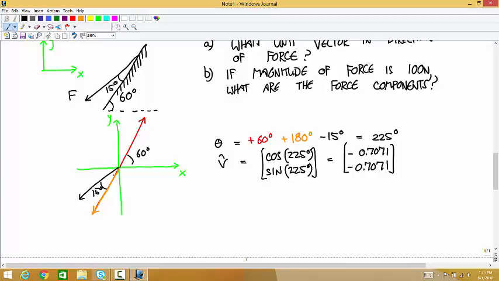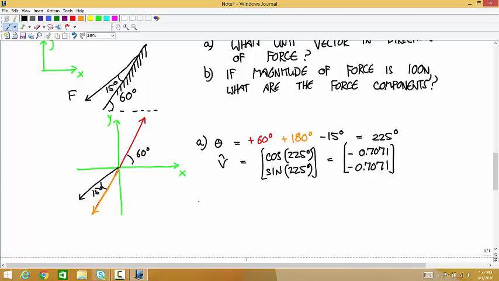Okay, gotcha. Is there a reason why you went from 60 to 180 and then backtrack? Well, it's not 15 degrees between the red and the black. It's 15 degrees between the orange and the black. Do you see what I mean? We don't multiply that by the magnitude yet. That's what we're going to do for part B. So this would be part A. The unit vector you don't.